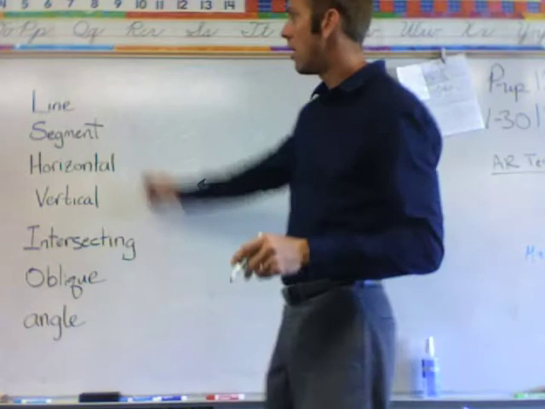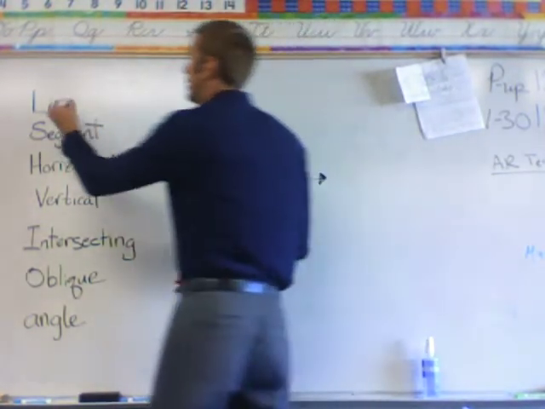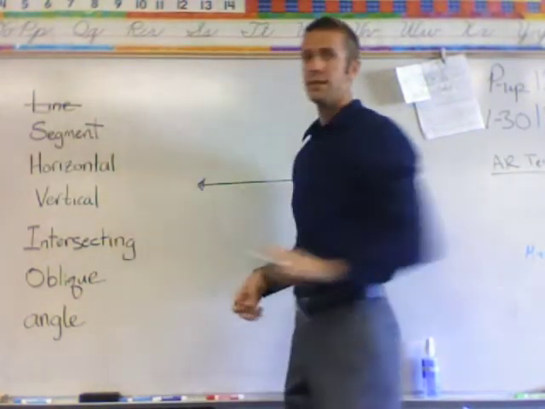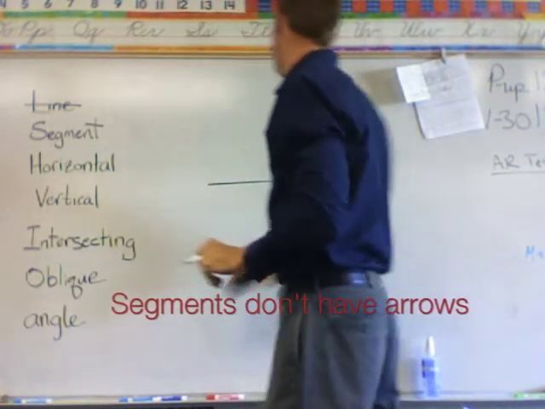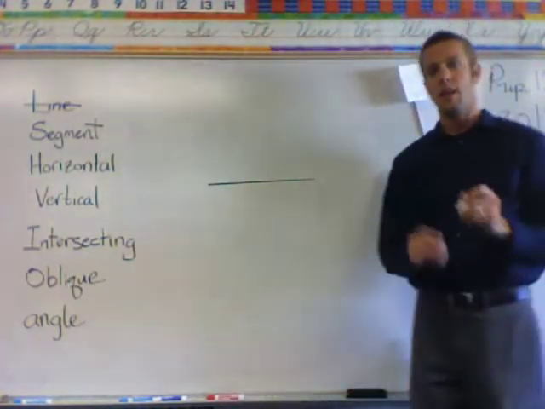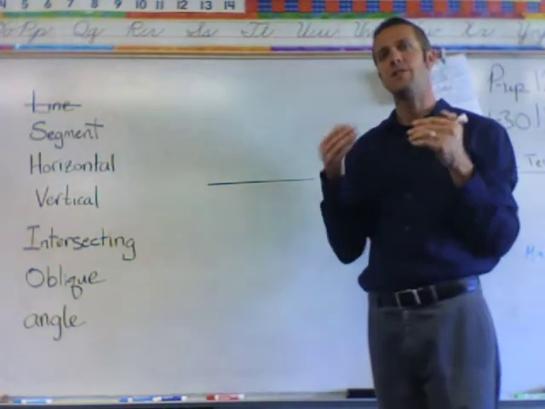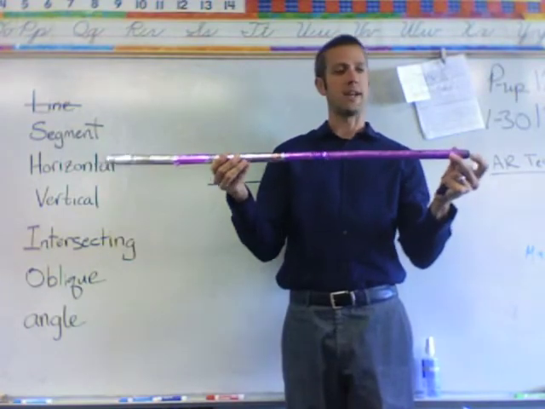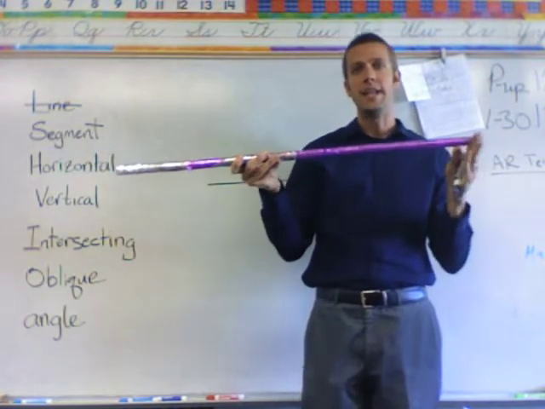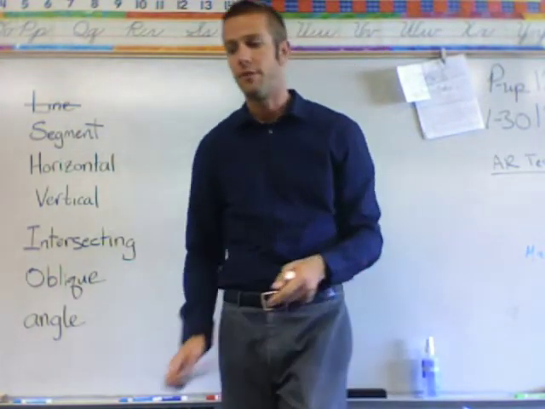If you're asked to draw the second word, segment, segments are lines that don't have arrows at the end. That is a segment. It's like a piece of a straight line. It's a toothpick, or it's a line like this, okay? It ends on both sides. It does not go on forever.